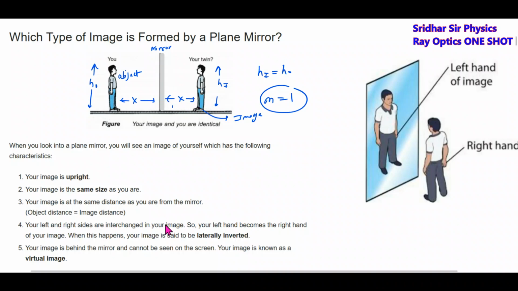Your left and right sides are interchanged in your image. So here this will be the left hand. Then in the image, this will become the left hand of the image. Yes, your image will be laterally inverted. Your image is behind the mirror, it cannot be seen on a screen. Your image is known as a virtual image. Where is the image? And this is the object. It will be seen behind the mirror. So this is a general idea. Try to remember.